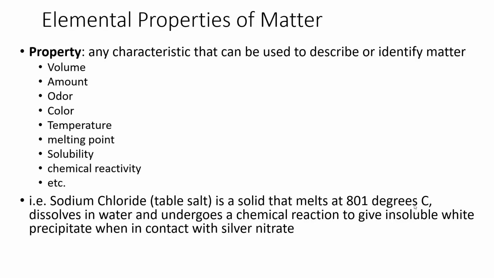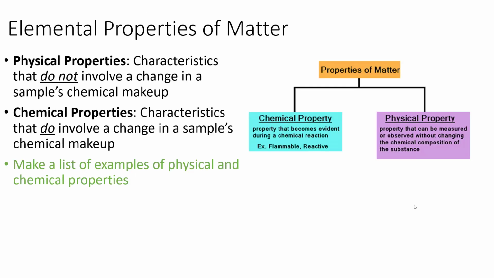For example, if I'm talking about sodium chloride, which we know commonly as table salt, we can say that sodium chloride is a solid that melts at 801 degrees Celsius, dissolves in water, and undergoes a chemical reaction to give an insoluble white precipitate when in contact with silver nitrate. These are all things that I can observe with my senses, my eyes, my ears, my taste, and every sodium chloride that you encounter is going to have these same properties. So they can be used to identify a specific substance.